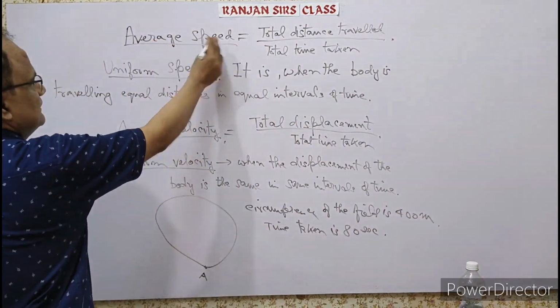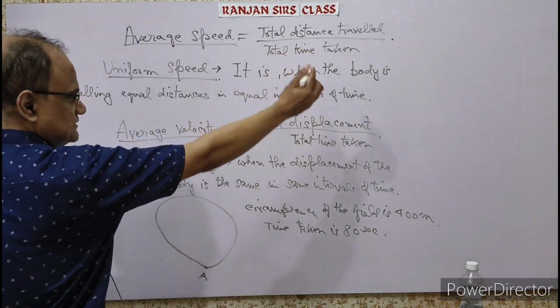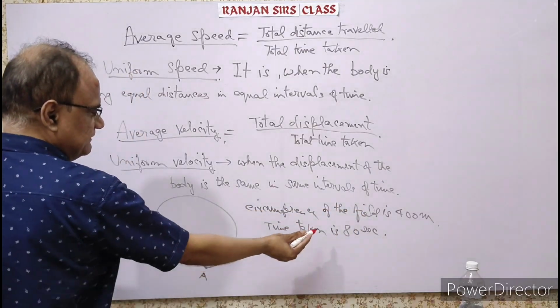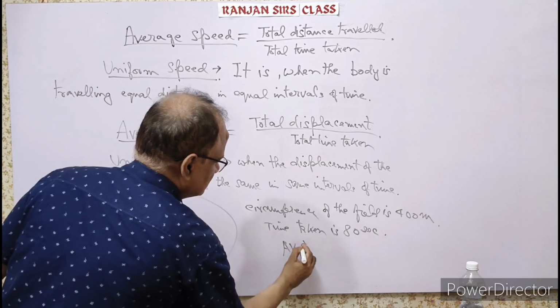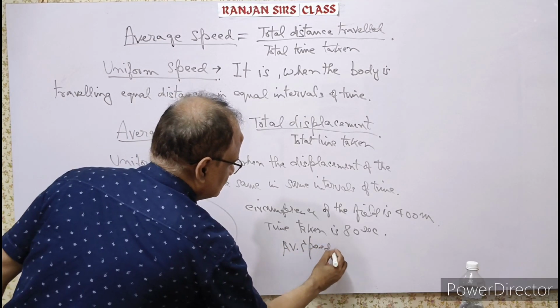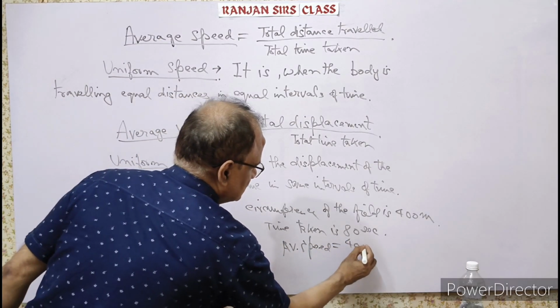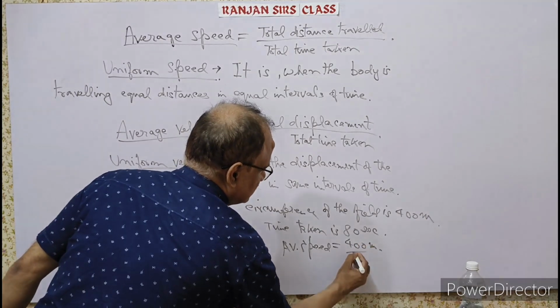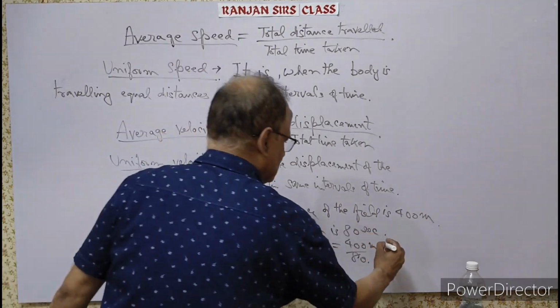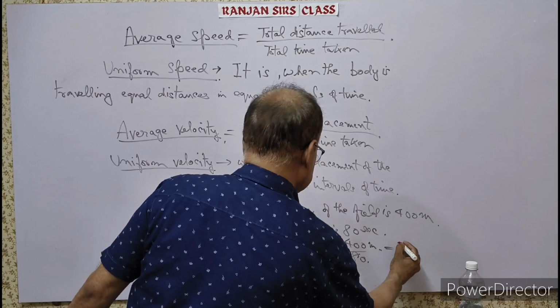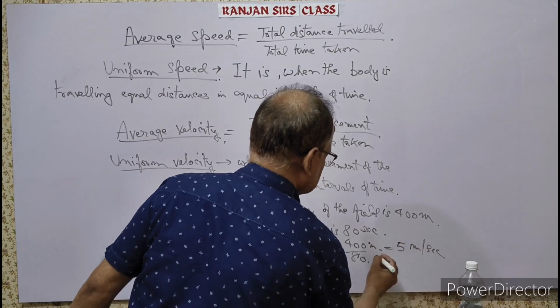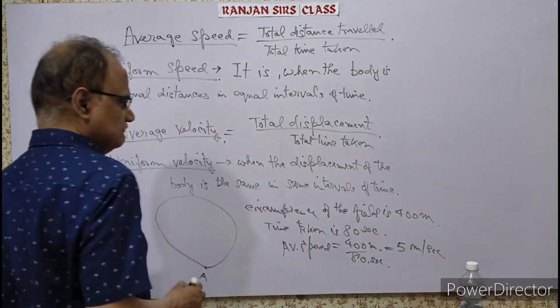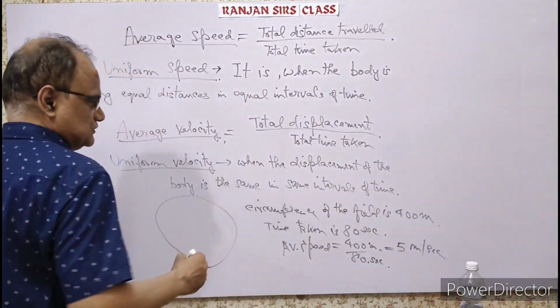In that case, what will be the average speed? Total distance travelled is 400 meters divided by total time, which is 80 seconds. So average speed is coming out to be 400 meters divided by 80 seconds, which is 5 meters per second.